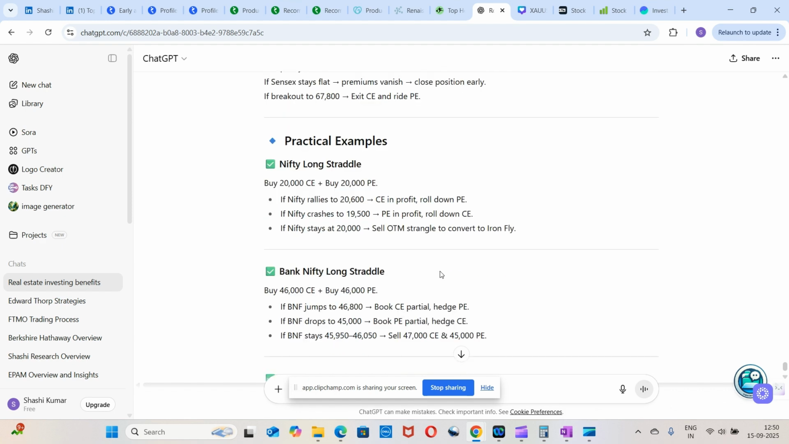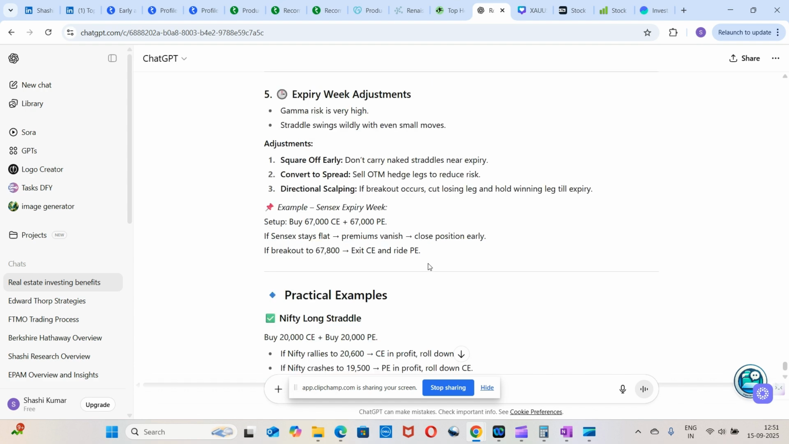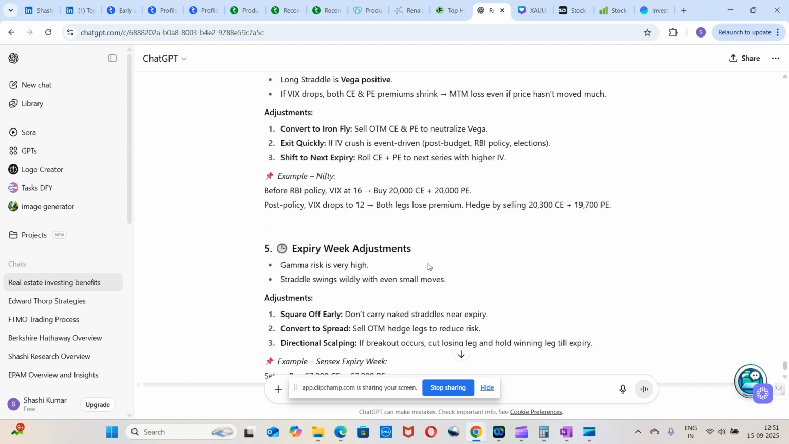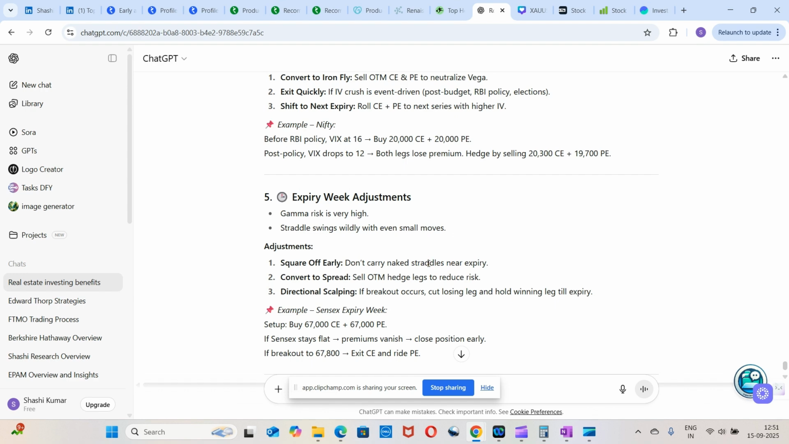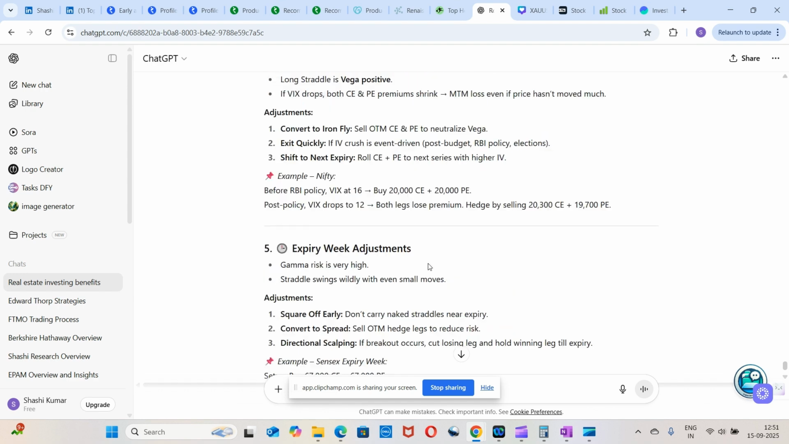So the net practical examples: if you're long a straddle and Nifty rallies, the C will be in profit, and if it crashes, the P will be in profit. If it stays in a range, you do an OTM strangle and convert into an iron fly. During expiry week, you do directional scalping and square off early. And during volatility week, when IVs drop, you square off quickly and shift to the next expiry. So that's what it is.